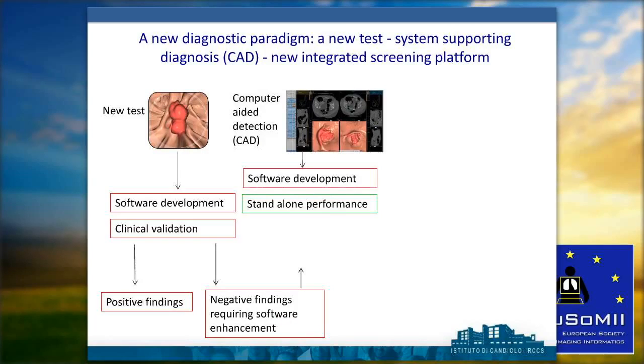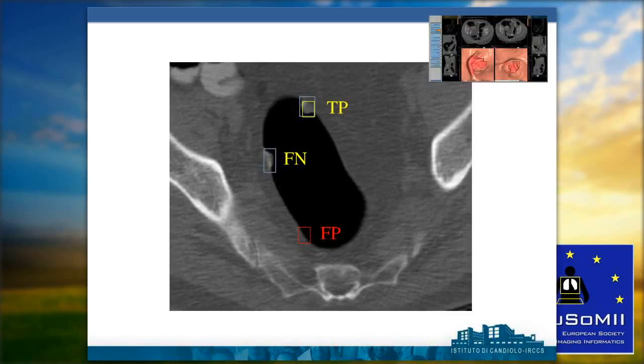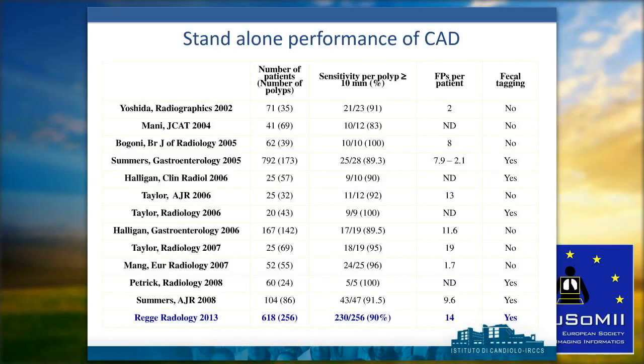So what we did next is we had to measure its performance. So we did this standalone. We just basically had some radiologists put boxes around the true positives, and then we would feed the examinations into the CAD system. If the CAD system detected the polyps, then they would be true positives. If it did not detect the polyps, then it would be a false negative. And so we also had false positives.